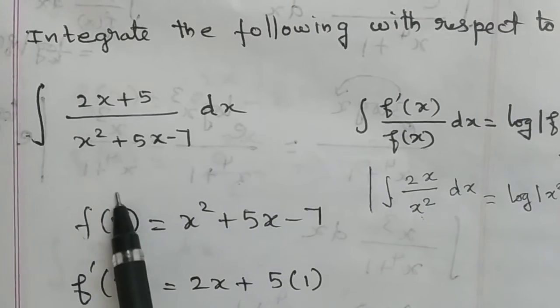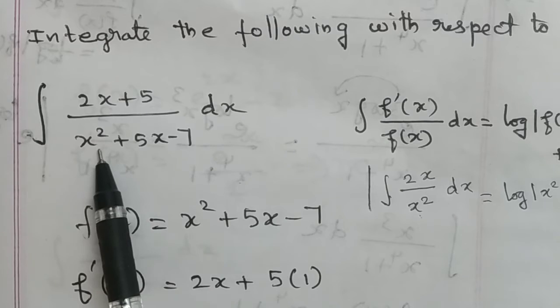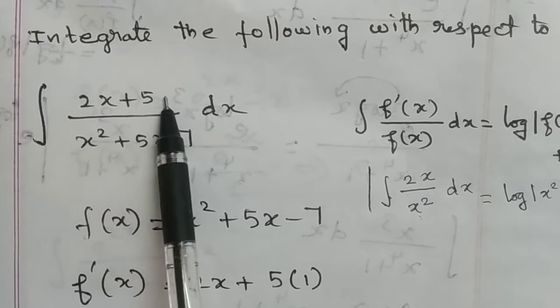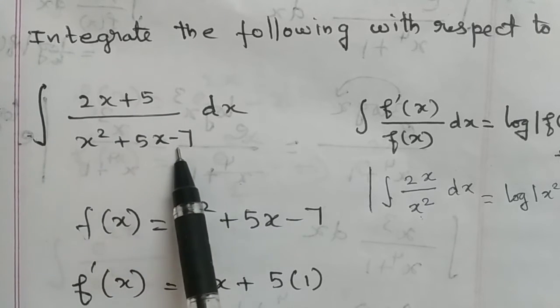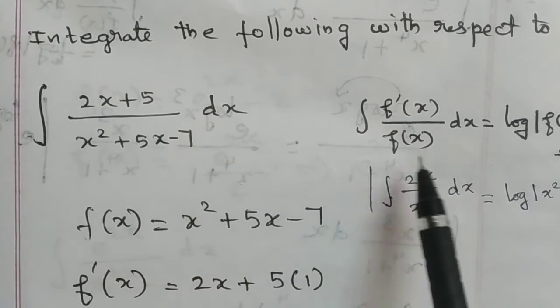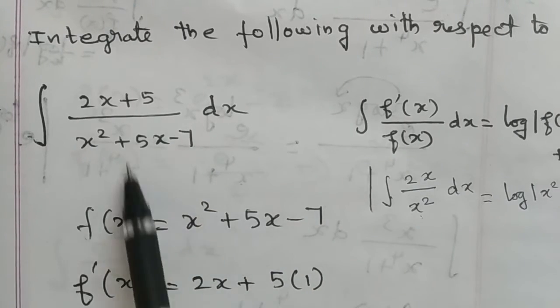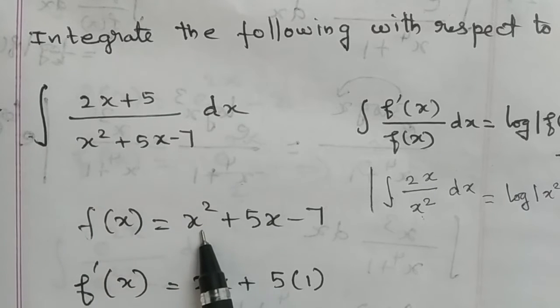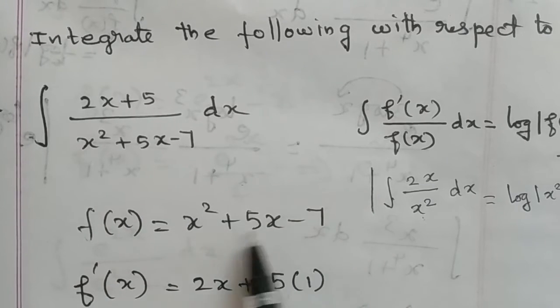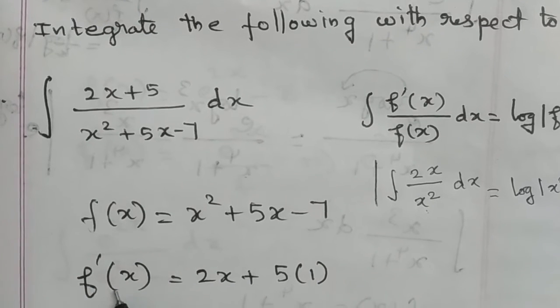So here in this problem, what is given? Integral of 2x plus 5 divided by x square plus 5x minus 7 into dx. What is f of x here? The denominator is f of x, so f of x is x square plus 5x minus 7. Now find the derivative, f dash of x.